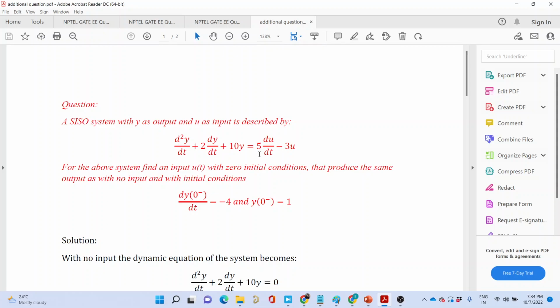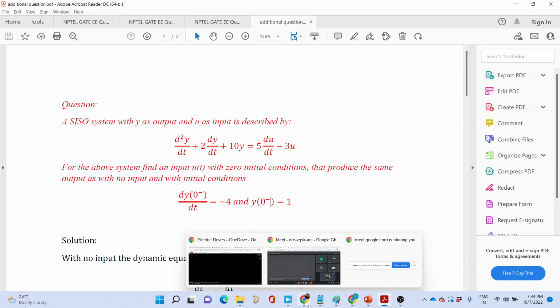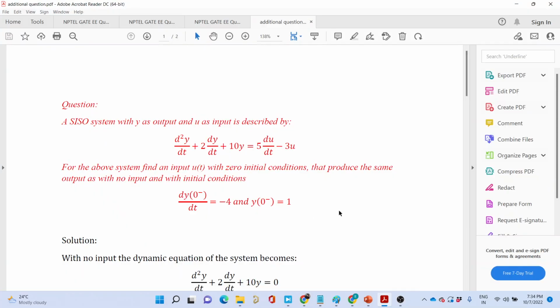Abhishek, how can it be? It is not 1 by S, man. How are you getting 1 by S? How are you getting all these terms?